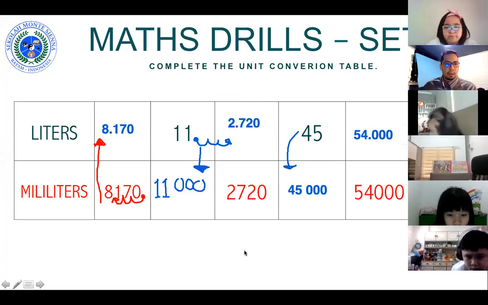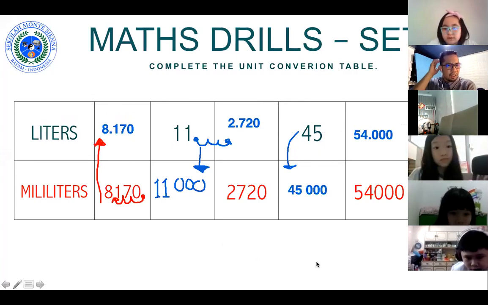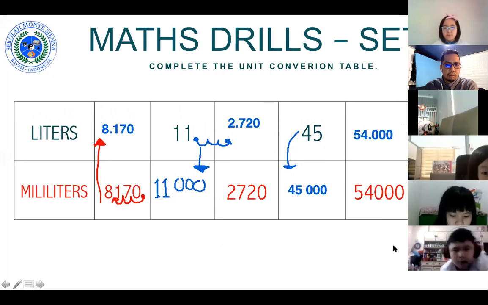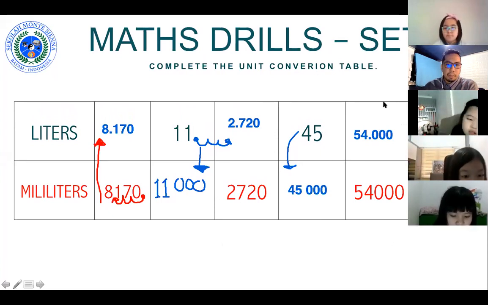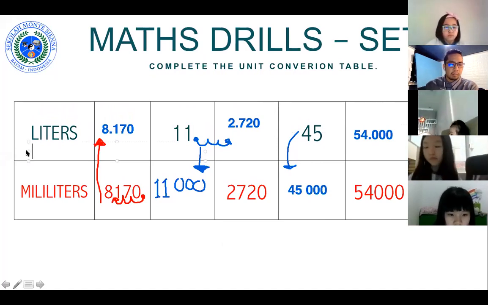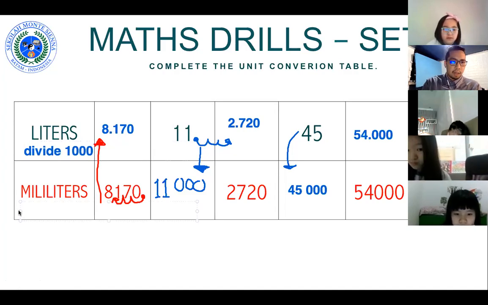That's correct. Who can give me another trick? How to do it? Who can share the trick again, aside from Brian? We divide it by 1,000. In liters, we divide it by 1,000. Like this? I will write divide by 1,000. Yes. How about milliliters? Milliliters, times 1,000, and multiply.